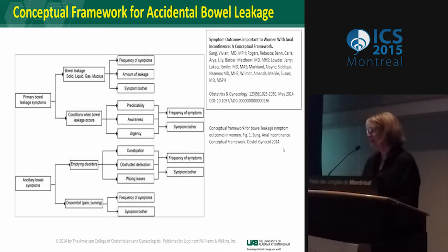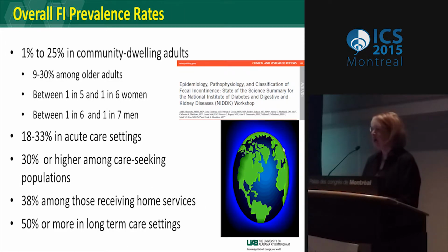So let's talk about prevalence rates. How common is fecal incontinence? There's a wide variety of figures from all different studies, depending on the population. In the United States, it's 1 to 25% of community-dwelling adults. About 1 in 5 or 1 in 6 women, about 1 in 6 or 1 in 7 men. You can see 18 to 33% in acute care settings like a hospital. And in patients that were coming in to seek health care for other conditions, it was about 30% in one study. 38% of those receiving home care, they have an increased symptom burden of other diseases. And then in long-term care or nursing homes, more than 50% of patients have fecal incontinence.